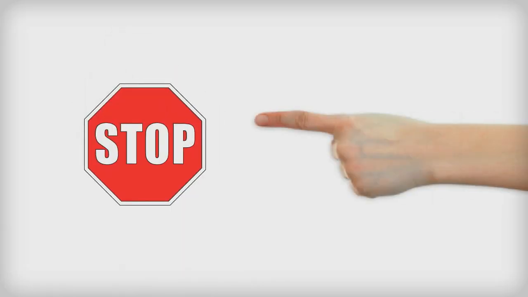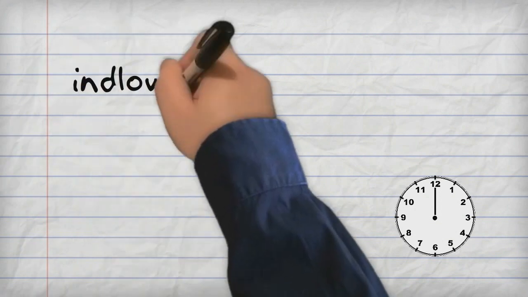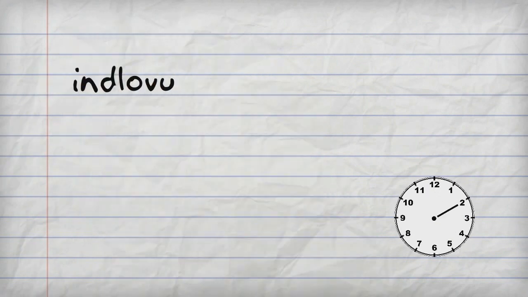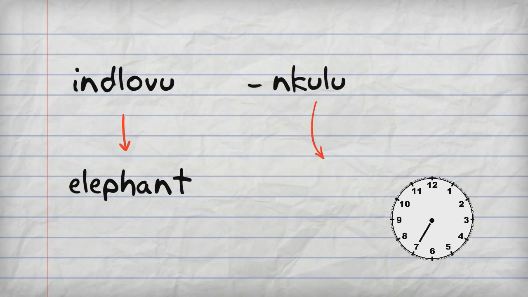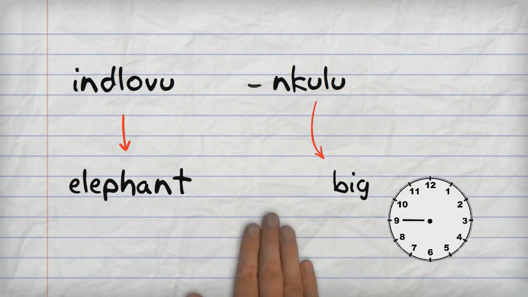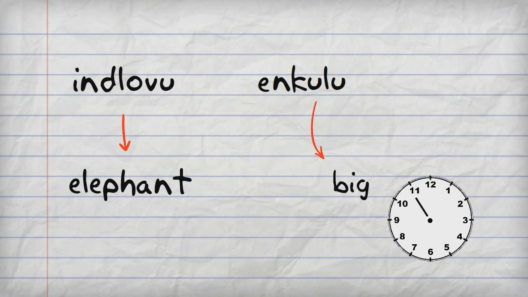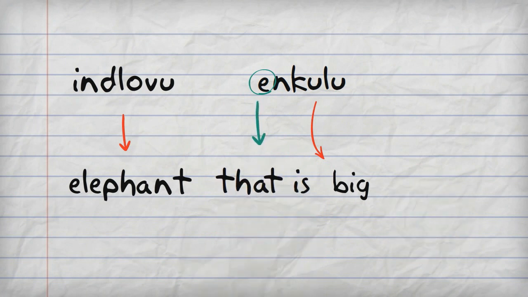Okay, stop for a second. Let me explain. So, indlovu means elephant. And nkulu is the word for big. But we have to add this e so it becomes enkulu. Indlovu enkulu. We're actually saying elephant that is big.